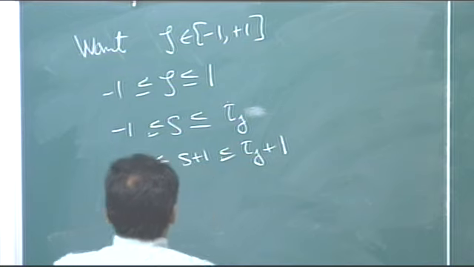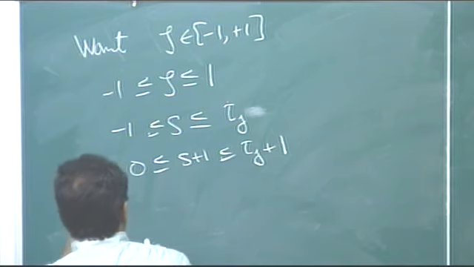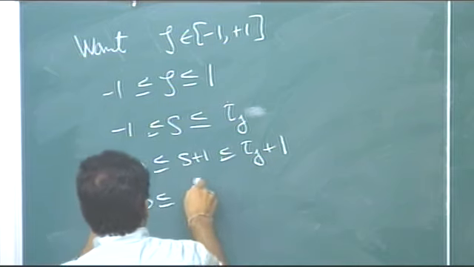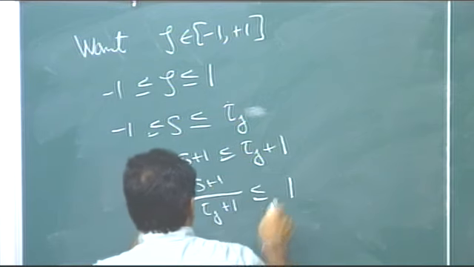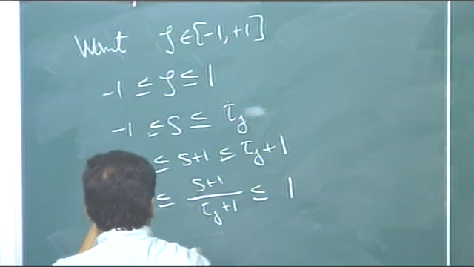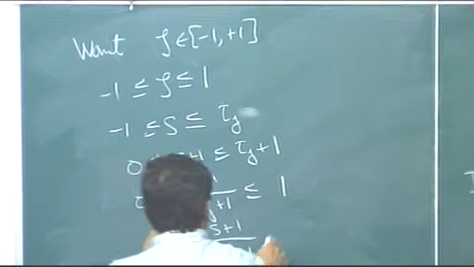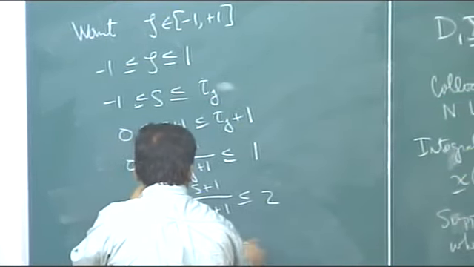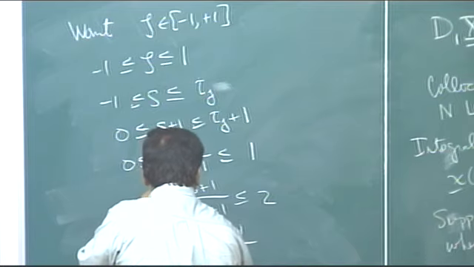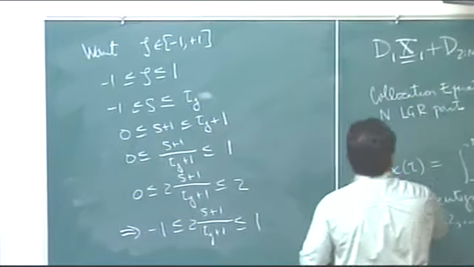So if I transform this by dividing through by tau j plus 1, what I get is 0 is less than or equal to s plus 1 over tau j plus 1, which is less than or equal to 1. So I get 0 is less than or equal to 2 times s plus 1 over tau j plus 1, which is less than or equal to 2, which says that -1 is less than or equal to 2 times s plus 1 over tau j plus 1, which is less than or equal to 1. That's the transformation I was looking for.